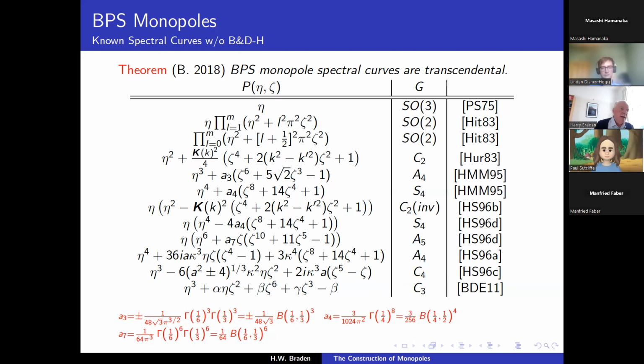I'm going to come back to this idea of using symmetry to simplify obtaining spectral curves. But I would note that, disappointingly, after 40 years, these are, together with the two that you'll see a little later, the only spectral curves that we can write down explicitly.